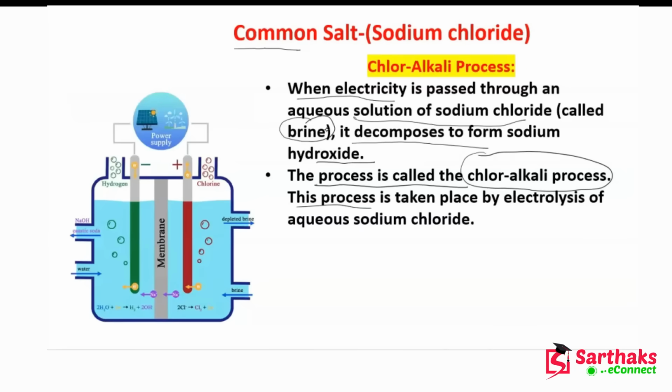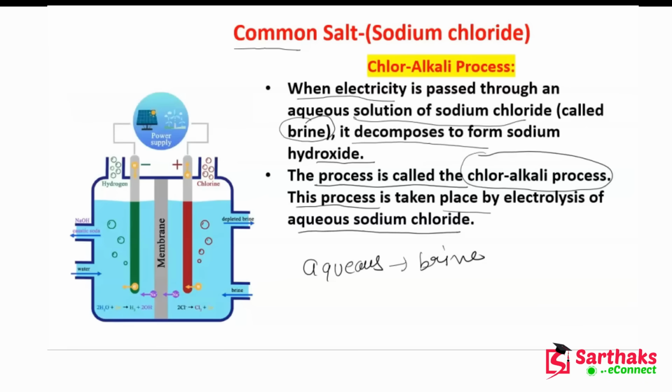Now, this process takes place by electrolysis of aqueous sodium chloride. This aqueous sodium chloride is basically known as brine. The solution of sodium chloride is basically brine. So what will happen if you pass electricity through it? It will decompose and form sodium hydroxide.